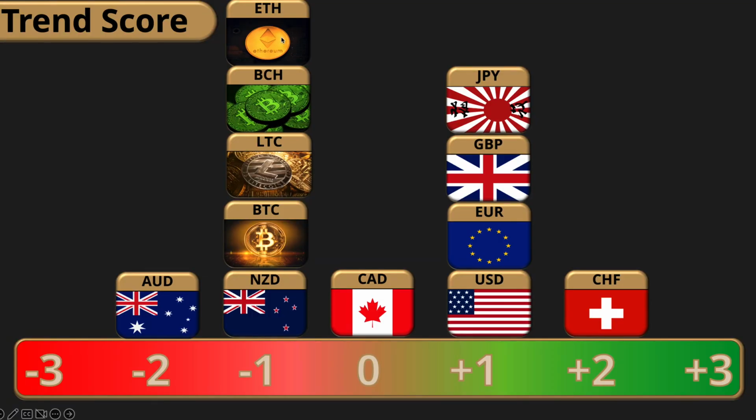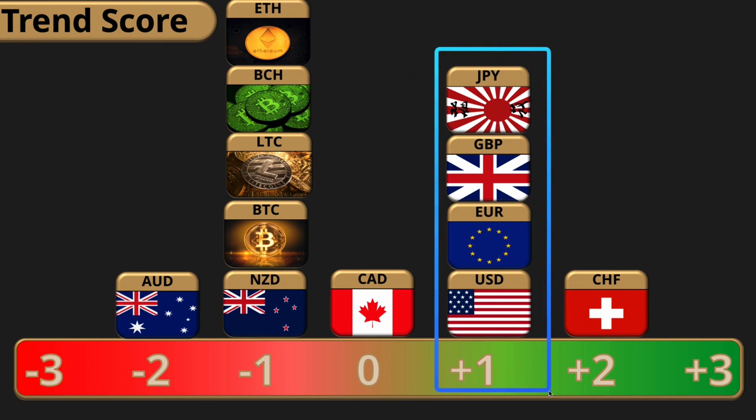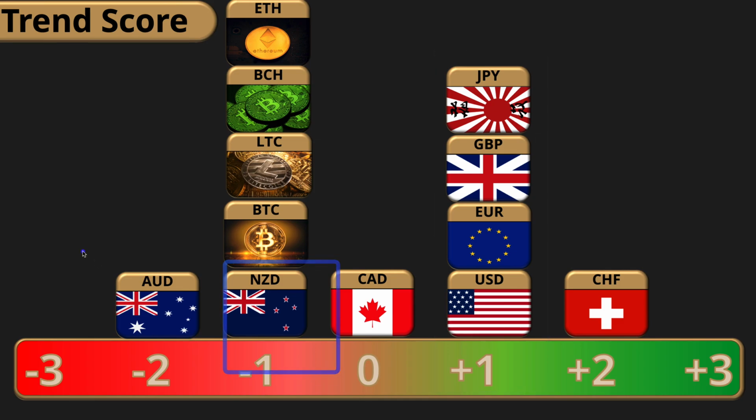So let's take a look at the scoring system here. For trend scores, the -2 and a +2 is the Aussie Swiss franc. So we'll take a look at the Aussie Swiss franc when we look at the charts. But outside of that, we have a lot of +1. We have a -1, so Aussie and Kiwi is really the only weaker one. CAD is at a 0, but that could move to a -1 if it breaks that support.